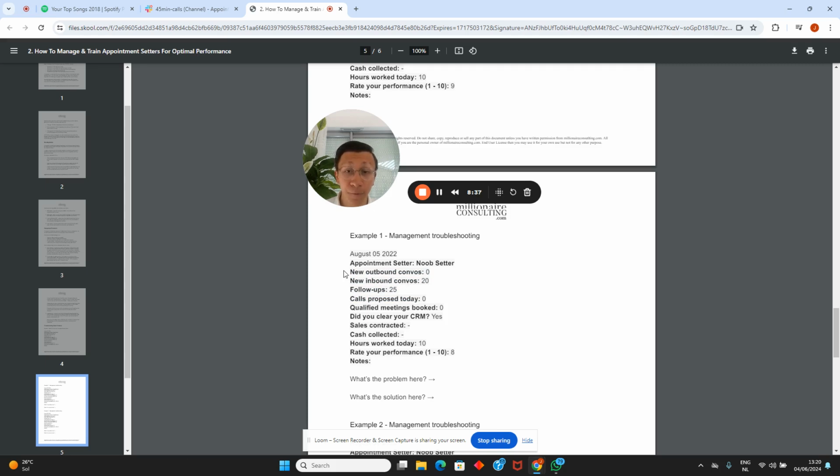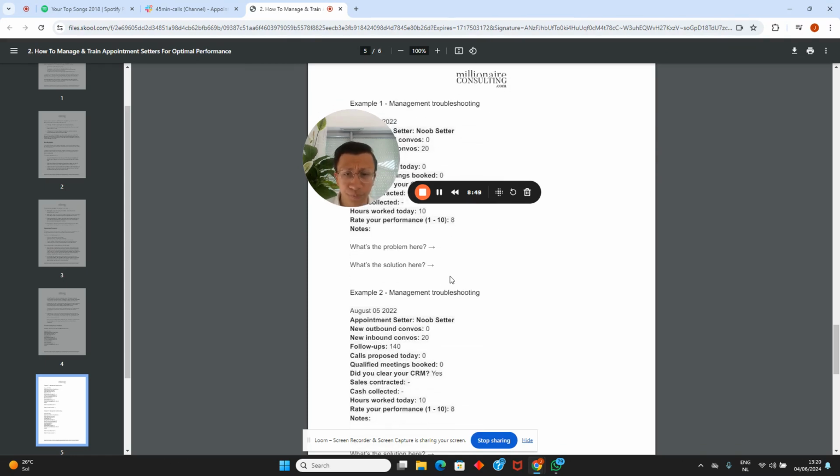So the solution here, firstly, is to increase the volume of outbound, inbound, and follow-ups to at least the KPIs that I mentioned earlier above in this document. That's going to be the initial solution, okay? So let's say now, great, we've ramped up the volume a little bit, fantastic, but we're still not booking any calls. So what's the problem here?